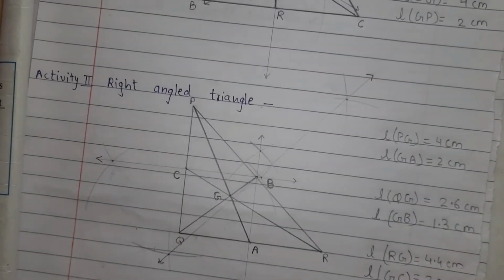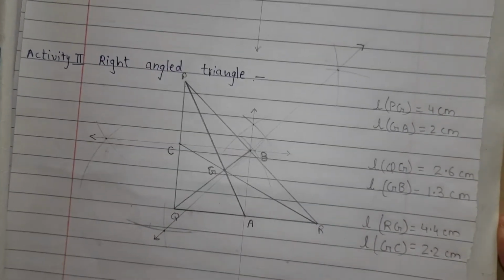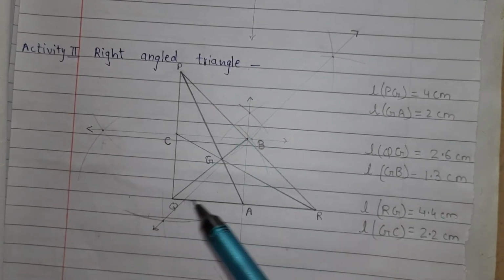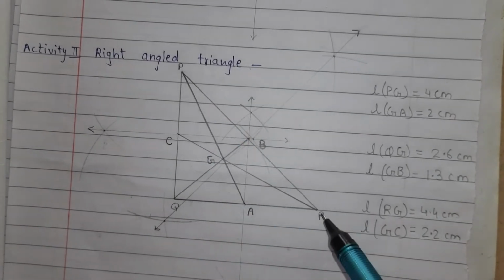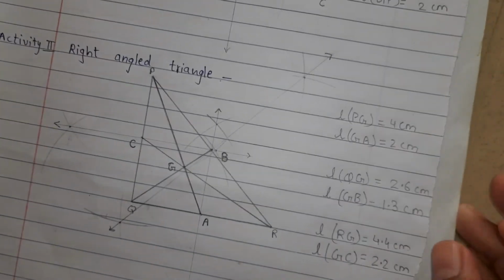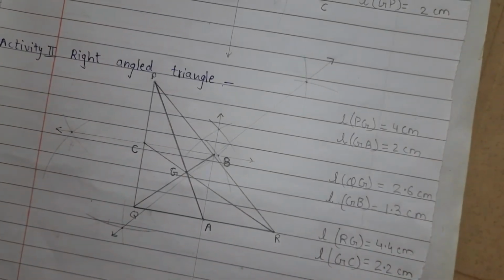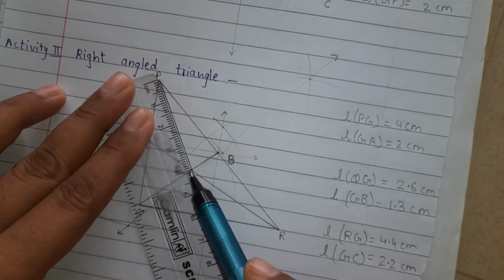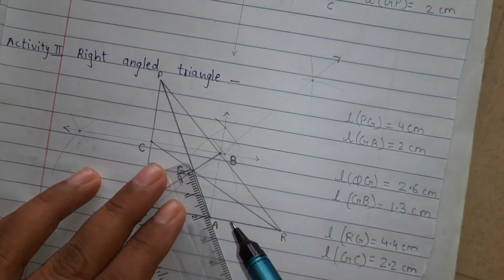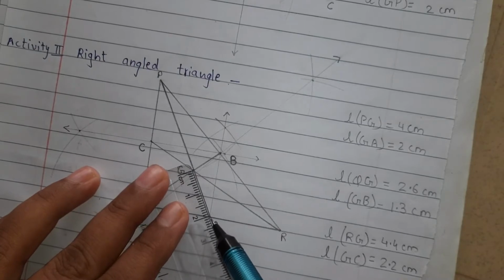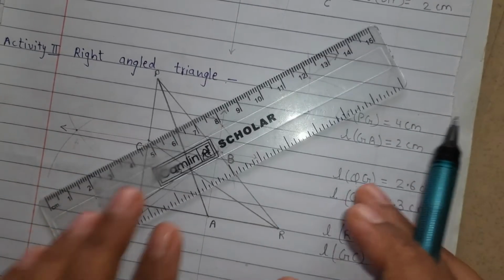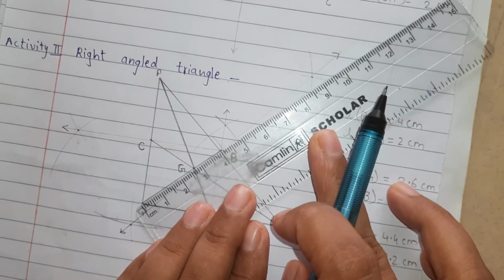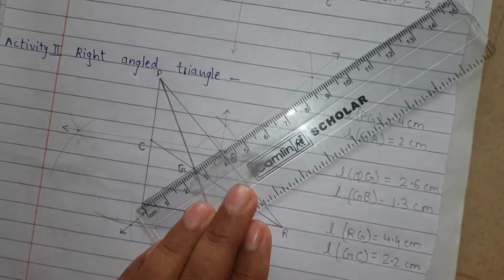Now this is true for any triangle. See here, this is a right angle triangle. Three medians are there, PA, QB and RC. Here also I have measured the length PG. See here, PG is 4 centimeter and AG is 2 centimeter. Next, QG is 2.2 centimeter.